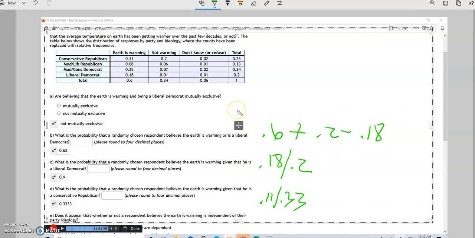Okay, just because they gave them these as probabilities, it's no different. For or, you do A plus B minus both. So Earth is warming, or is Liberal Democrat. Earth is warming is 0.6. Liberal Democrat is 0.2. And both is 0.18. So if you do 0.6 plus 0.2 minus 0.18, you get your answer here.